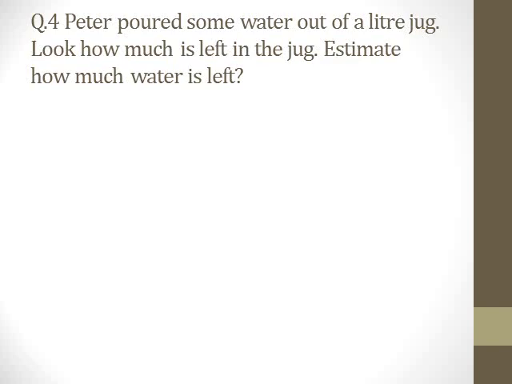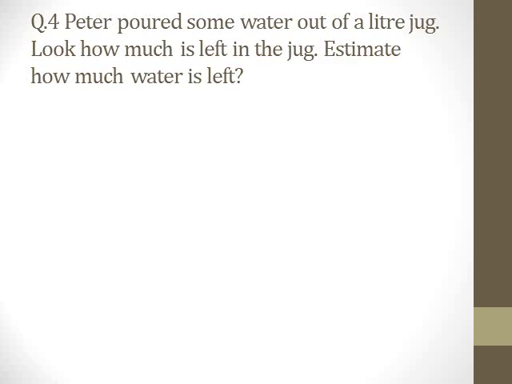Okay, that means there is a 1 liter jug from which Peter has taken out some of the water, and the second part is saying look how much is left in the jug, and you have to find out how much water is left in the jug, and you have to estimate it. Estimate how much water is left. Estimate means you have to guess. You don't know the actual quantity of water, but you have to guess it, right?